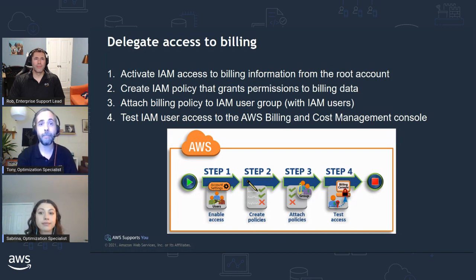Step 3, attach billing policy to IAM user group. When you attach a policy to a user group, all members of that user group receive the complete set of access permissions that are associated with that policy. In this scenario, you attach the new billing policies to user groups containing only those users who require the billing access. And step 4, test access to the billing console. After you've completed the core tasks, you're ready to test the policy. Testing ensures that the policy works the way you want it to.